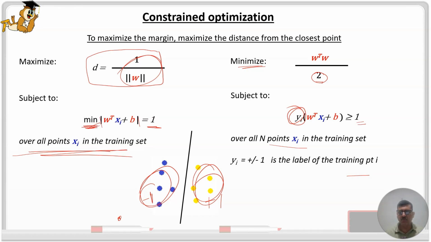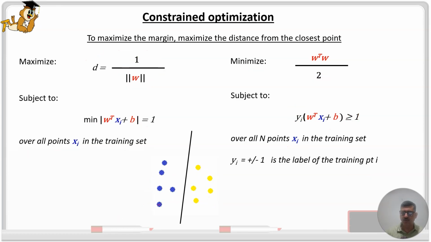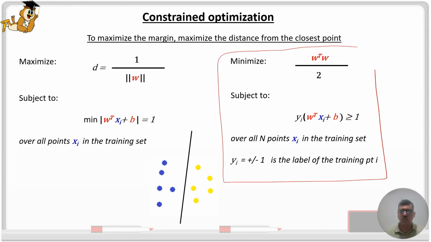Instead of saying minimum equal to 1, I am saying greater than or equal. This is greater than or equal to 1. You can confirm that this is a positive number, because whenever W transpose xi plus b is negative, I am giving it a label -1. Whenever W transpose xi plus b is positive, I am giving those points the label +1. Okay. So this is the constraint optimization problem that we are going to solve.